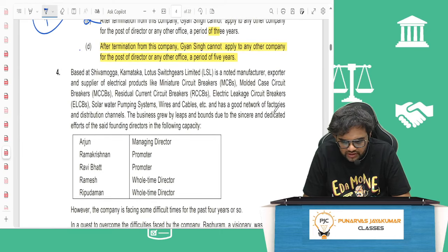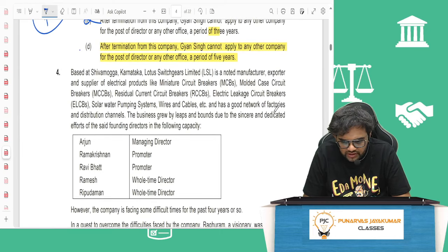Company is facing some difficult times for the past 4 years or so. In the quest to overcome the difficulties, Raghuram, a visionary, was appointed as executive director. Yes, you can appoint anybody as a director. In company law, there is no concept of executive, non-executive, just the nomenclature given. Everybody will have to go through the director mechanism. Those of you who have studied my director classes, you can understand.